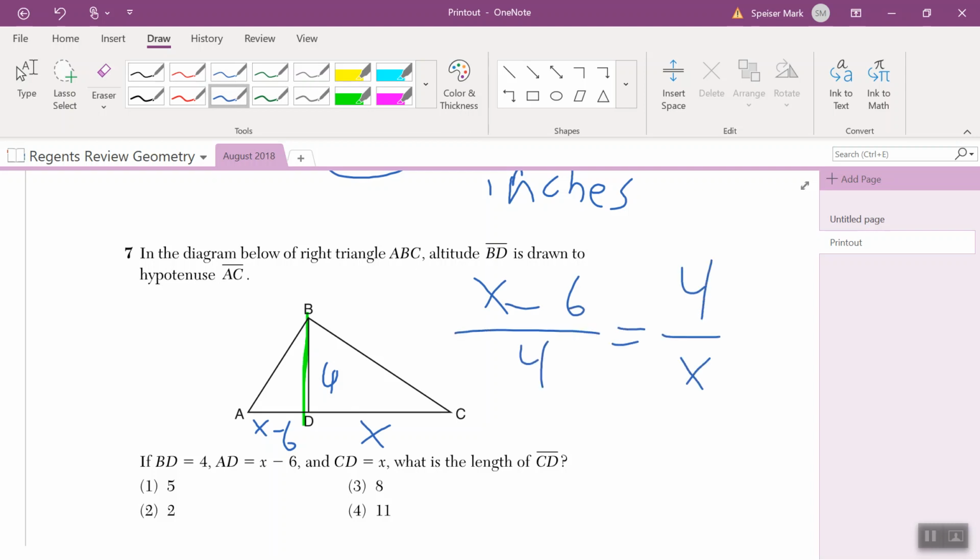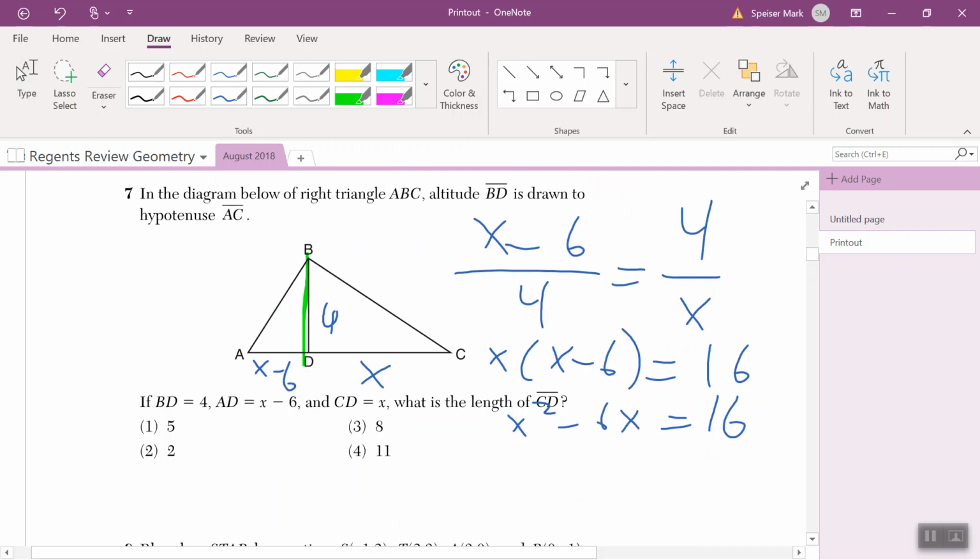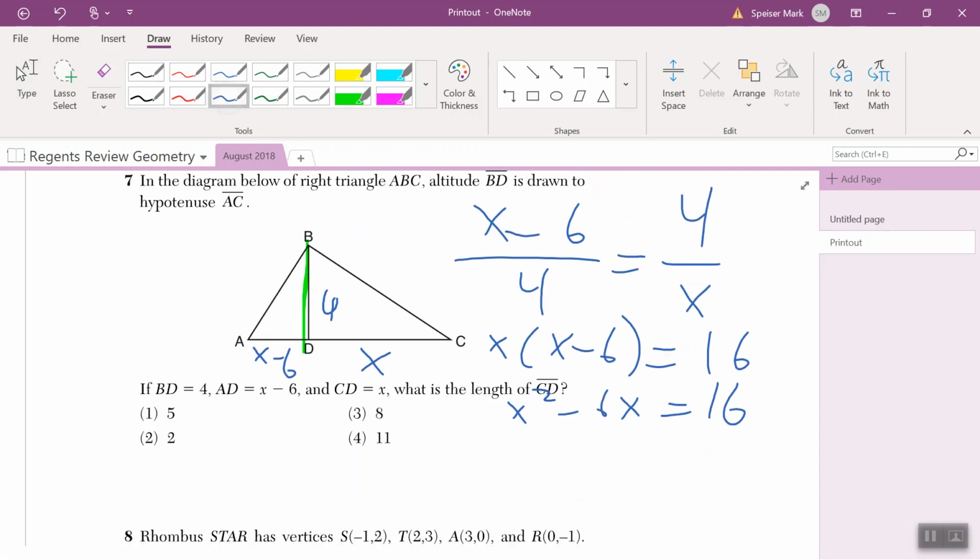You cross multiply. x times x minus 6 equals 16. So you get x squared minus 6x equals 16. Set this equation as a quadratic equal to 0. So x squared minus 6x minus 16 equals 0. You factor: negative 8, positive 2.